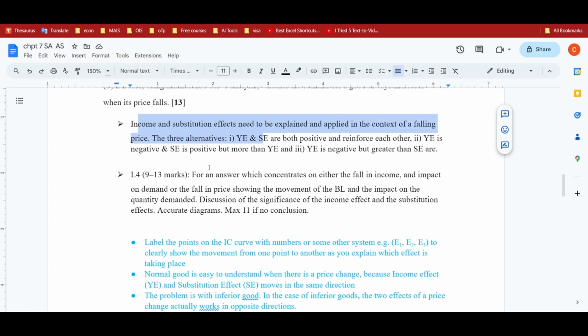There are three alternatives. One, income and substitution effect are both positive and reinforce each other. Two, income effect is negative and substitution effect is positive, but more than the income effect. And three, income effect is negative but greater than the substitution effect. So these are the three combinations that you can have, right?